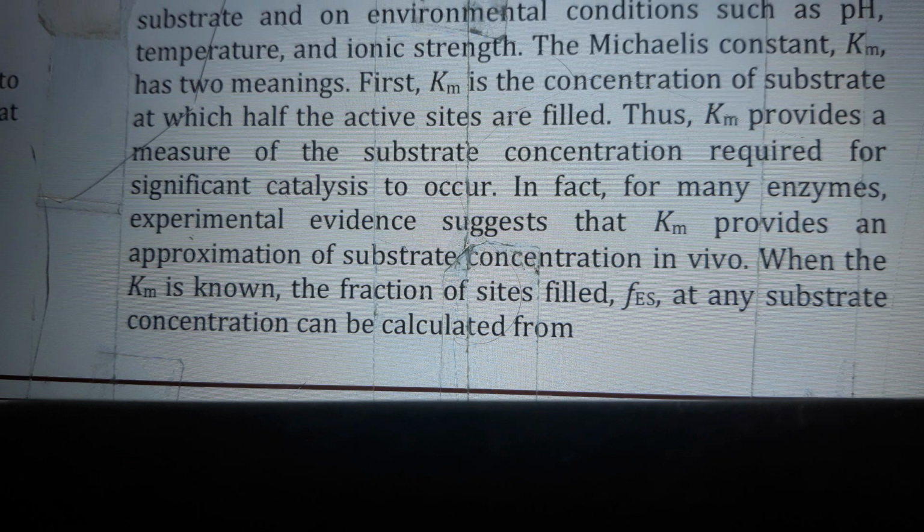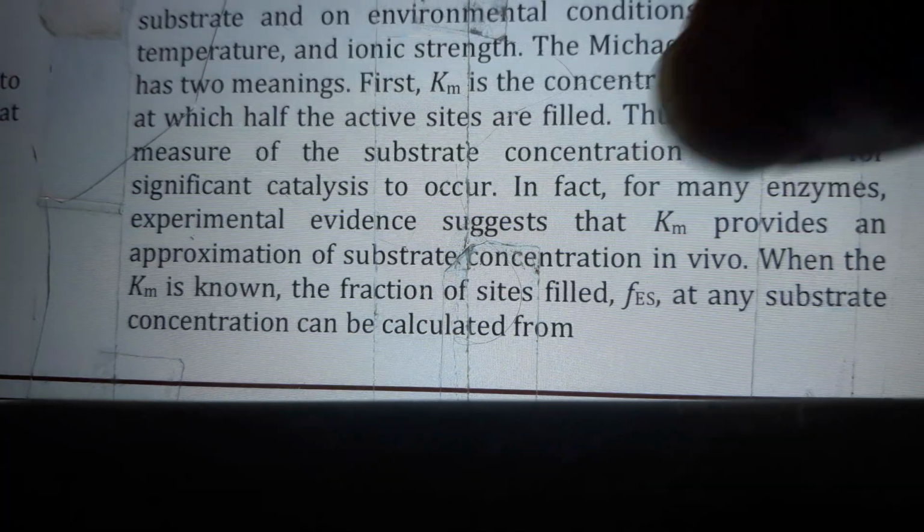The Michaelis constant Km has two meanings. First, Km is the concentration of substrate at which half the active sites are filled. Thus, Km provides a measure of the substrate concentration required for significant catalysis to occur.